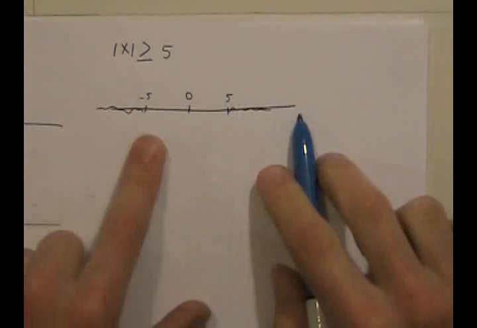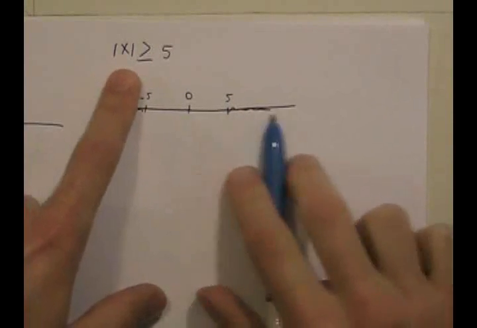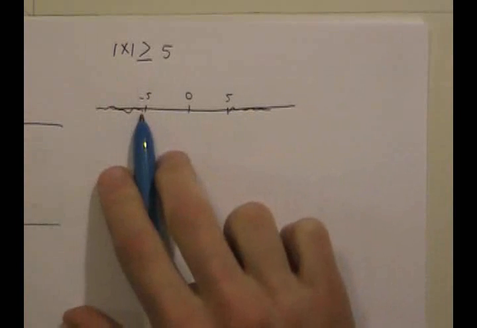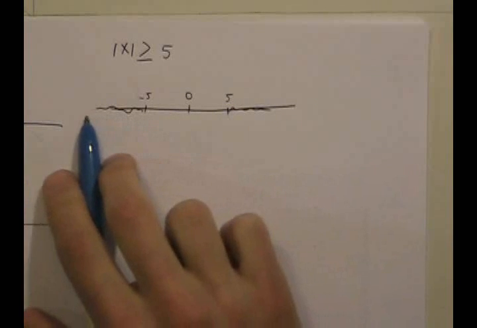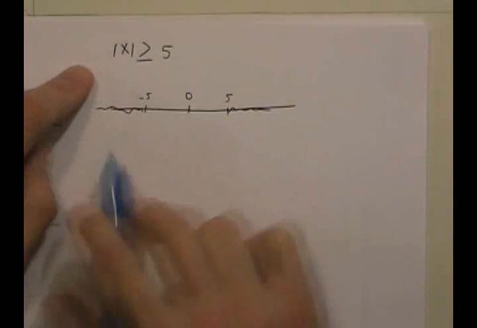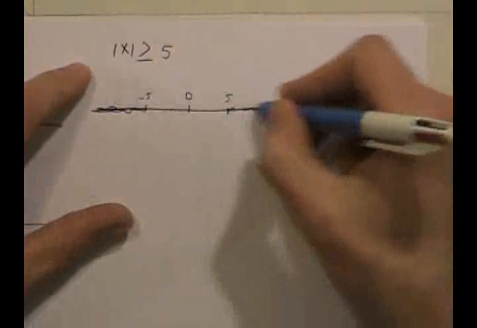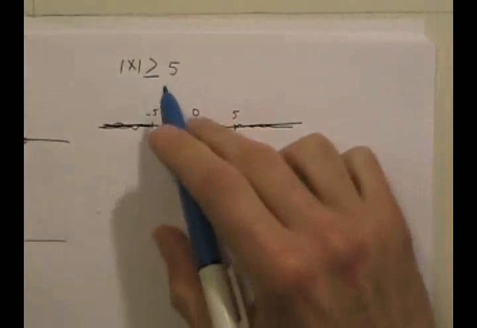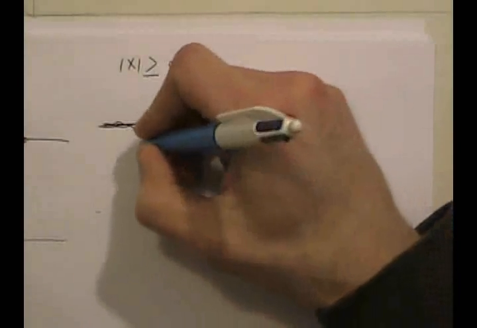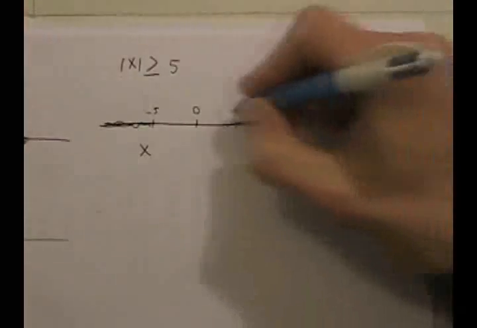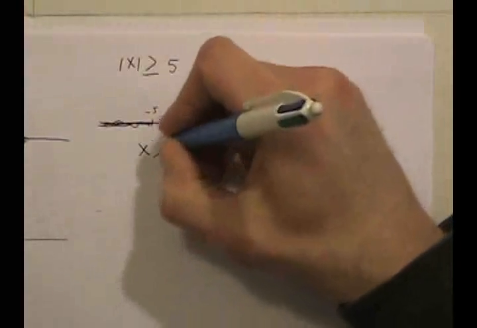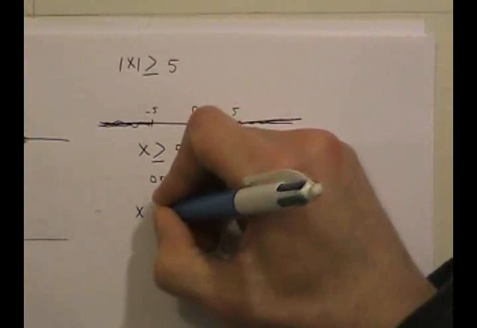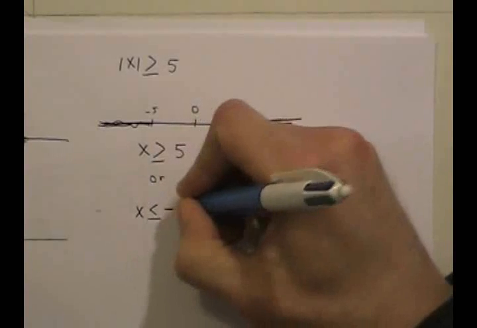6, 7, 8, 9, 10. All of these numbers have an absolute value greater than 5 because they're more than 5 units away from 0. Same for over here: minus 6, minus 7, minus 8, minus 9. Everything out here has an absolute value greater than or equal to 5. So if it's greater than, the solution is x greater than or equal to 5, or x less than or equal to its opposite, minus 5.